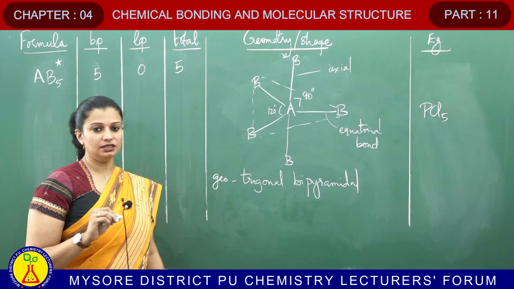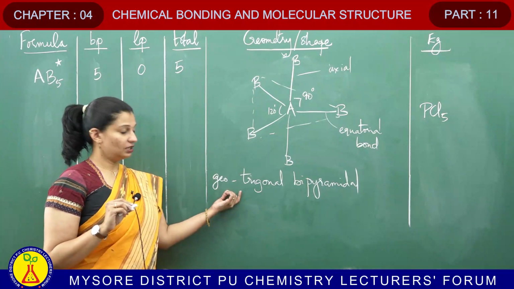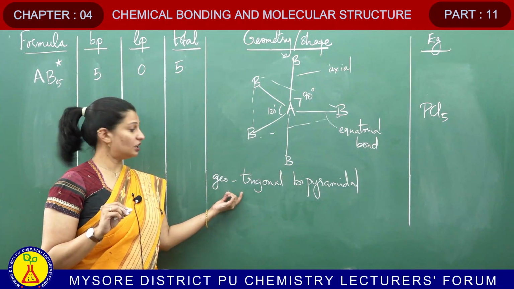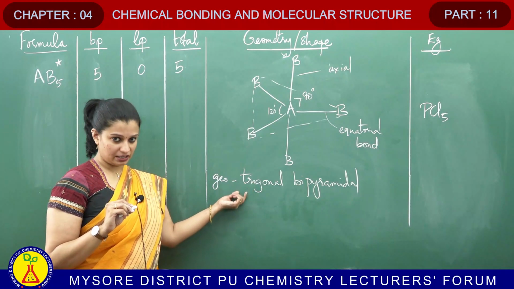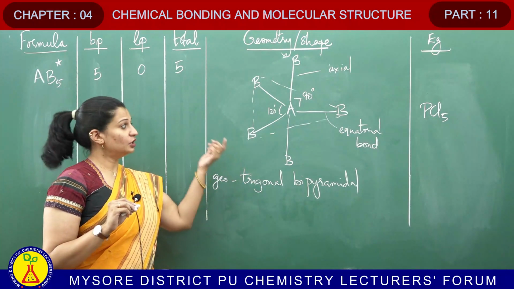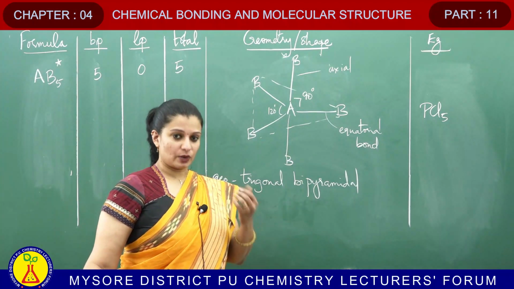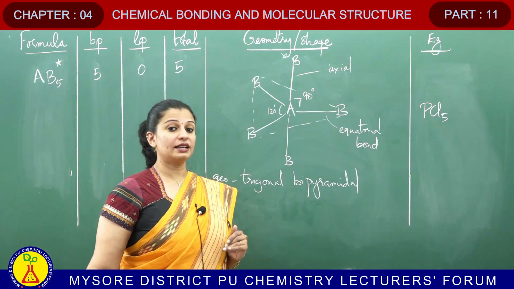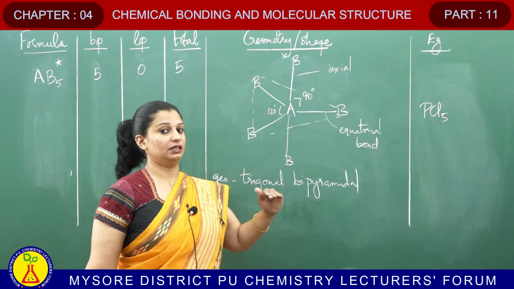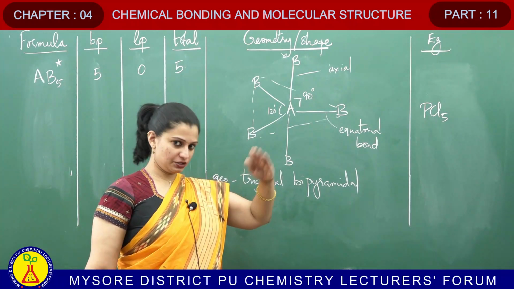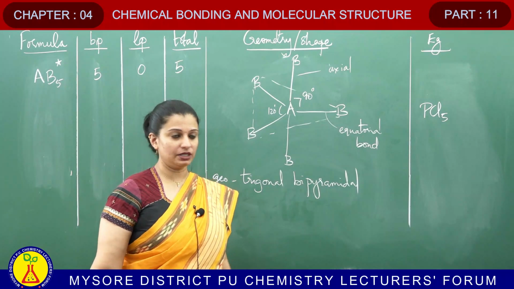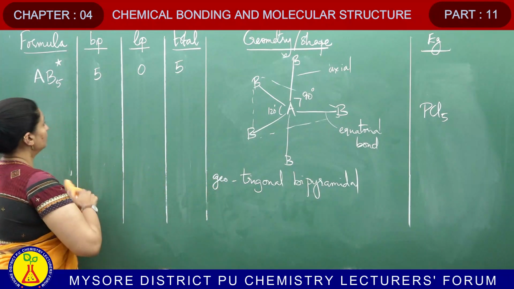So it's a regular geometry. The regular geometry of AB5 is trigonal bipyramidal. It has 2 types of bonds: equatorial bonds and axial bonds. The equatorial bond angle is 120 degrees to each other, and the axial bonds are 90 degrees to the plane. I am talking about the plane in the middle, so it's 90 degrees to the plane. Now this is AB5.